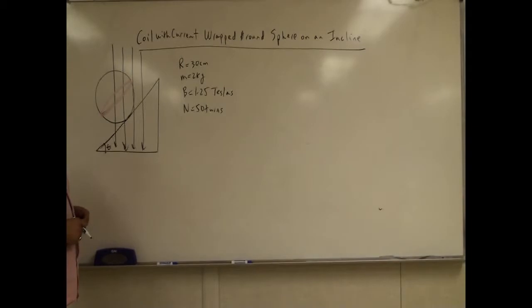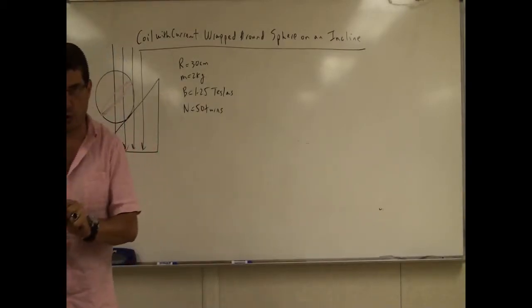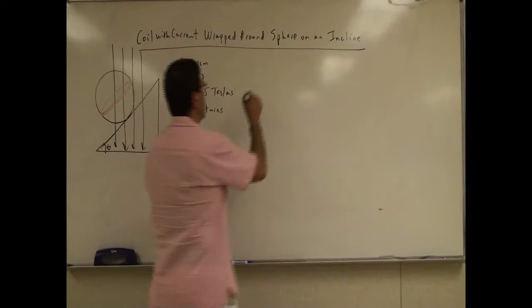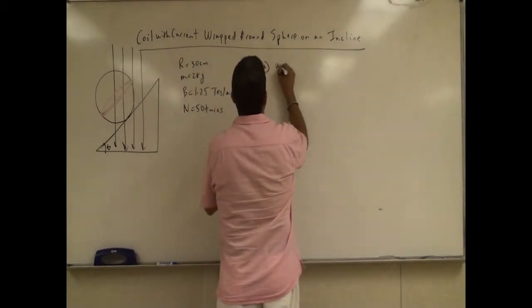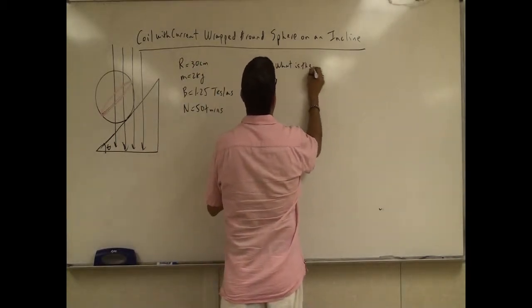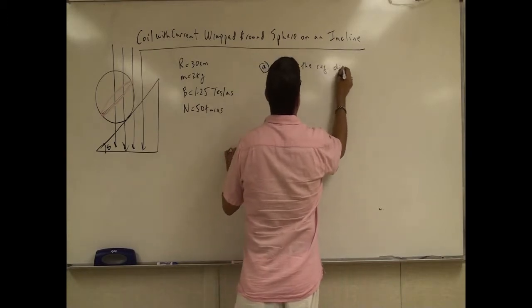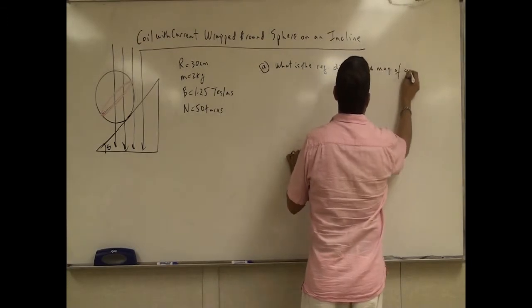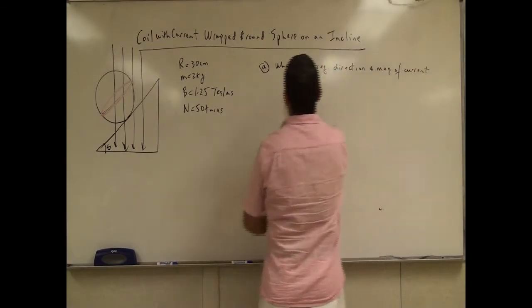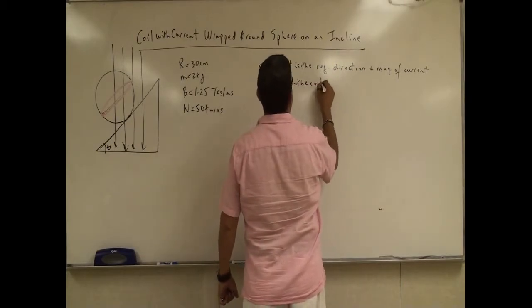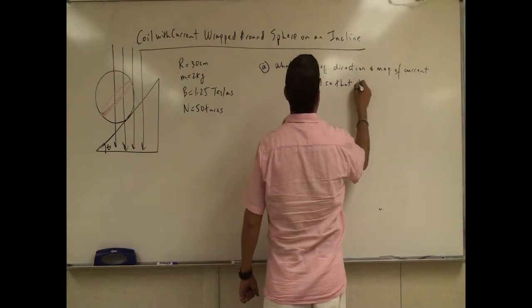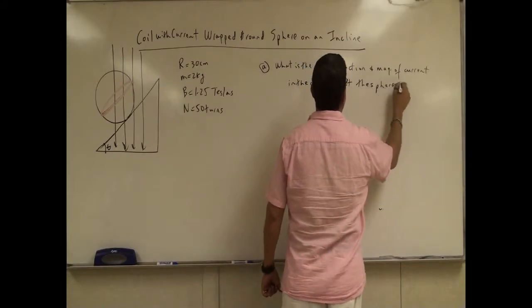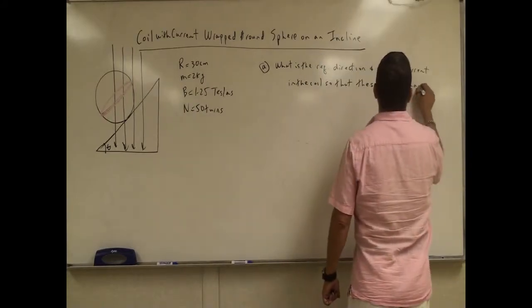It has 50 turns. And the first question we can ask is, what should the direction and magnitude of the current be in that coil so the sphere won't move? What is the required direction and magnitude of current in the coil so that the sphere remains stationary, remains at rest?